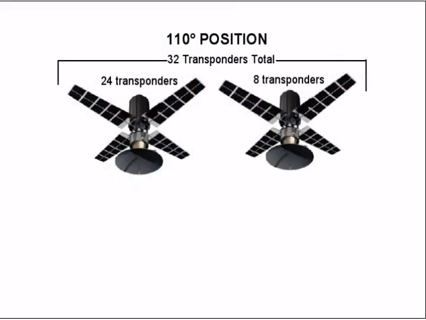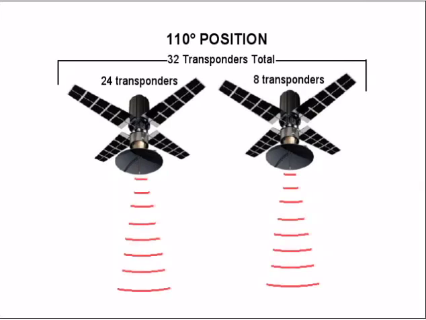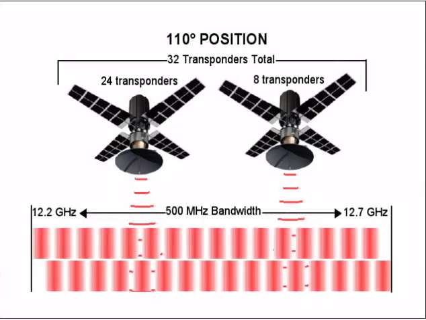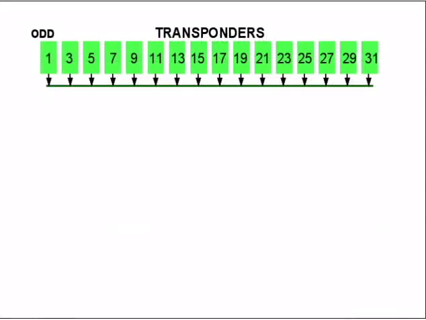Each orbital position can have a maximum of 32 transponders, possibly divided between several satellites at that position. Each transponder receives an uplink signal in the 17 gigahertz band and transmits a 24 megahertz wide downlink signal between 12.2 and 12.7 gigahertz, a 500 megahertz bandwidth. To squeeze 32 transponder signals at 24 megahertz each into a 500 megahertz bandwidth, that works out to 770 megahertz, the system uses a clever engineering trick.